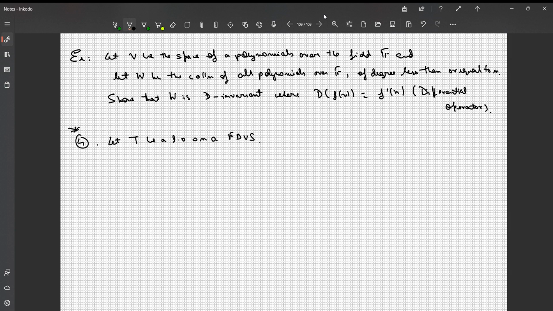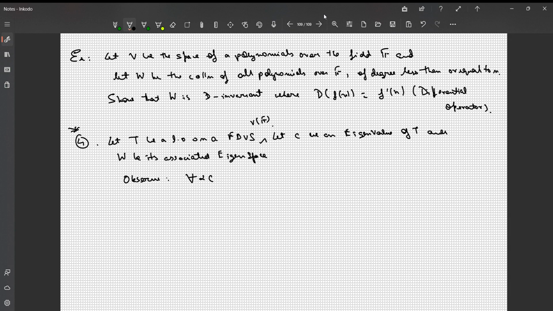So let T be a linear operator on a finite dimensional vector space. Let C be an eigenvalue of T, and let W be its associated eigenspace. That is, it is the collection of all eigenvectors associated with this eigenvalue C. So let me name this vector space as V over F. Okay.